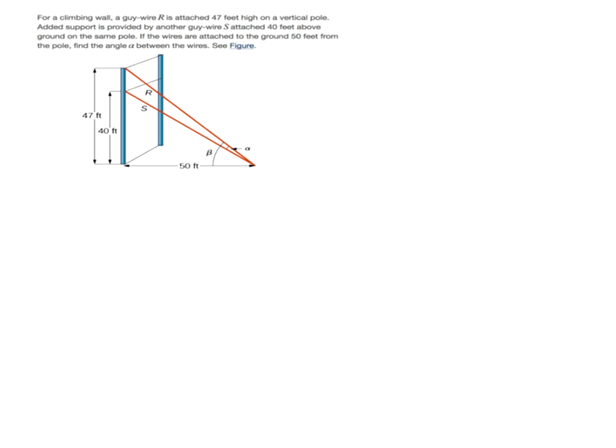Okay, so for a climbing wall, a guy wire R, so that's that top orange line, is attached 47 feet high on a vertical pole. Added support is provided by another guy wire S, attached 40 feet above the ground on the same pole. If the wires are attached to the ground 50 feet from the pole, find the angle between the wires. Okay, so we are looking to find angle alpha there.